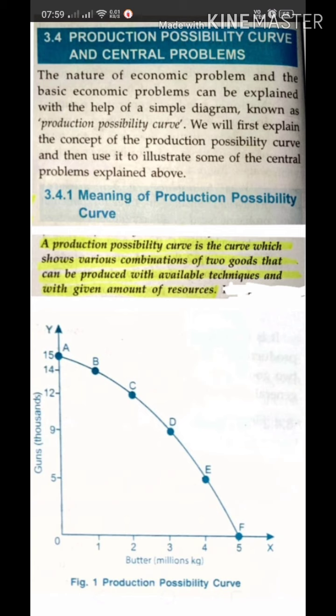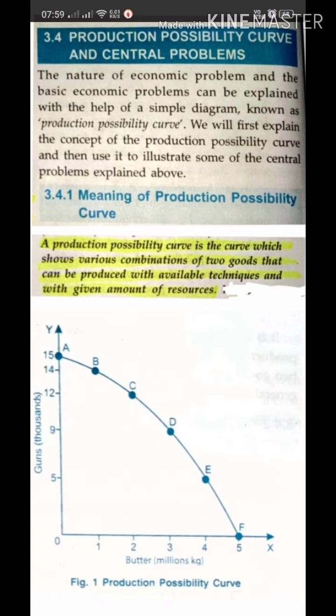Now just check out at point A, what is the production level of guns? It is 0. But then guns is 0, and butter is 15. So this is the combination. At B, you have produced some part of guns and some part of butter. In the same way, you have increased production of guns, and with the increase in the production of guns you can check out there is a reduction in the production of butter.